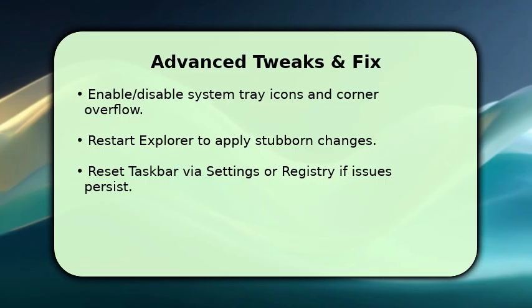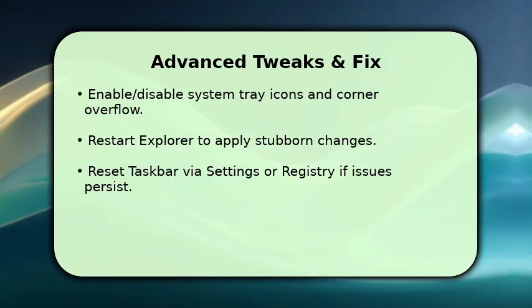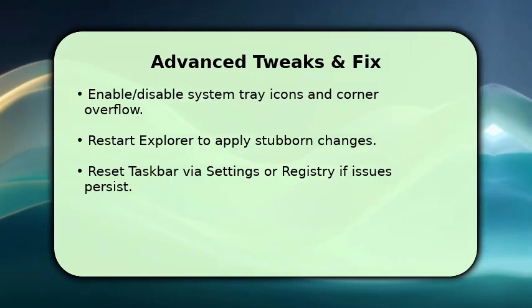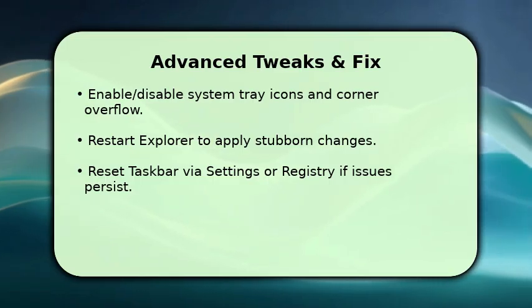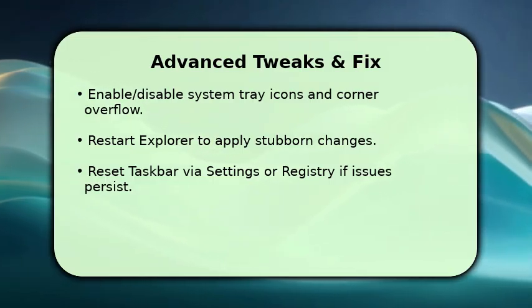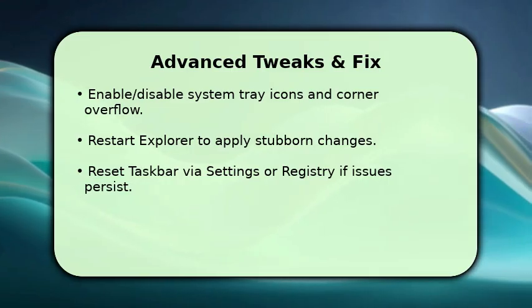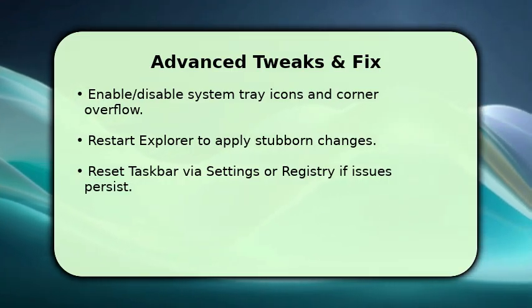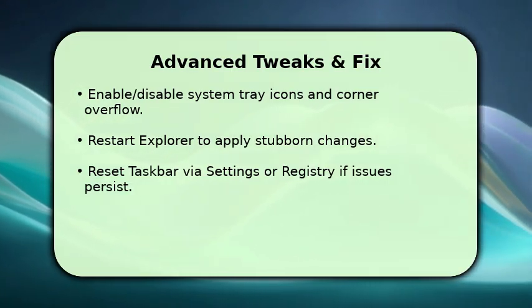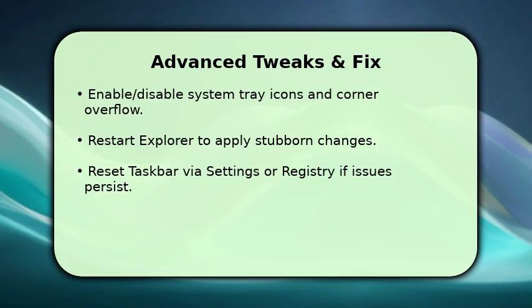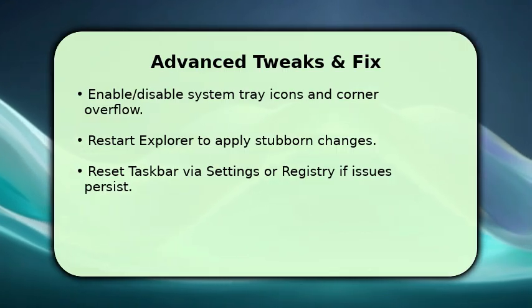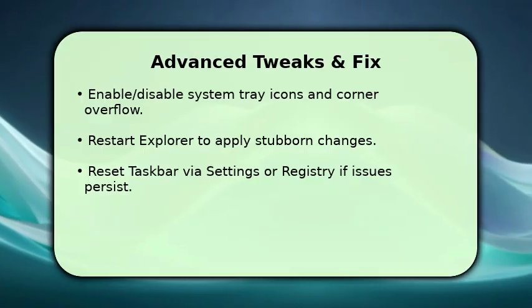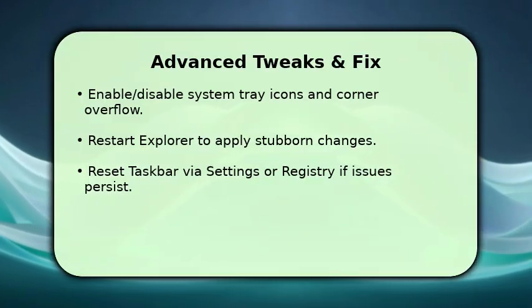Once done, if changes don't apply, restart Windows Explorer from Task Manager to force an update. This resolves most glitches quickly. If problems persist, make a careful reset. Use taskbar settings first and only edit the registry or run a system repair as a last resort. If you do edit the registry, back it up first so you can restore previous behavior without losing customization.